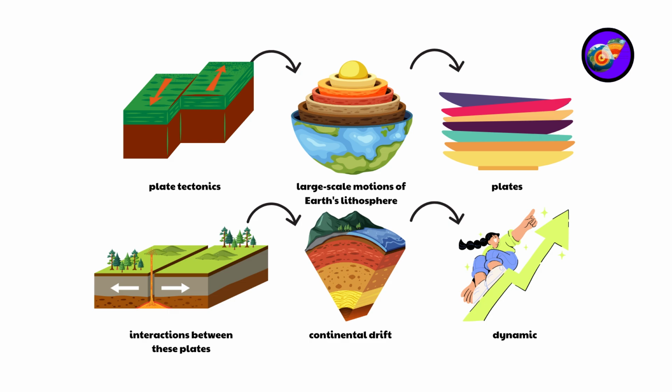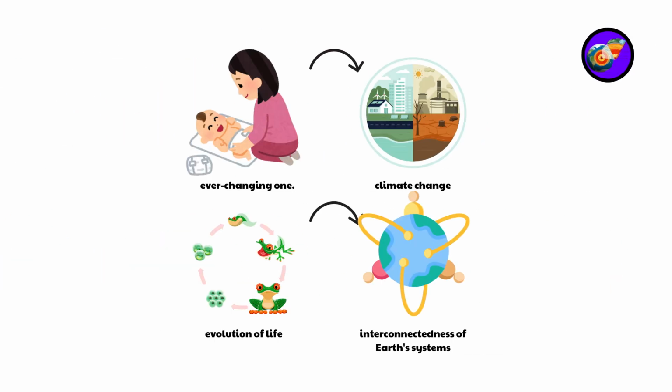One of the most profound aspects of plate tectonics is its explanation of continental drift. The idea that continents move, once ridiculed, is now understood as a natural consequence of plate motion. This realization changed our perception of Earth from a static planet to a dynamic, ever-changing one. The theory of plate tectonics has far-reaching implications.